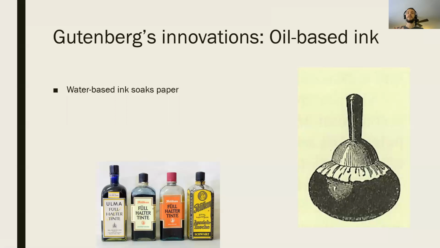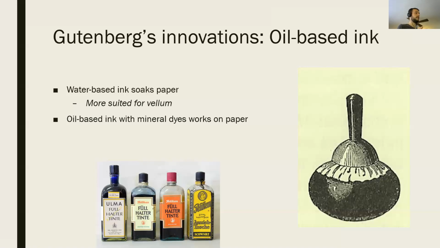Now remember when we were talking about writing media that vellum is a very expensive writing material. It's because it's from animal skins, while paper is much cheaper. However, vellum is much more durable than paper. Too much water-based ink will soak the paper and cause it to break apart fairly easily. However, if you use an oil-based ink instead of a water-based ink, which contains mineral dyes, it can work on paper very well.